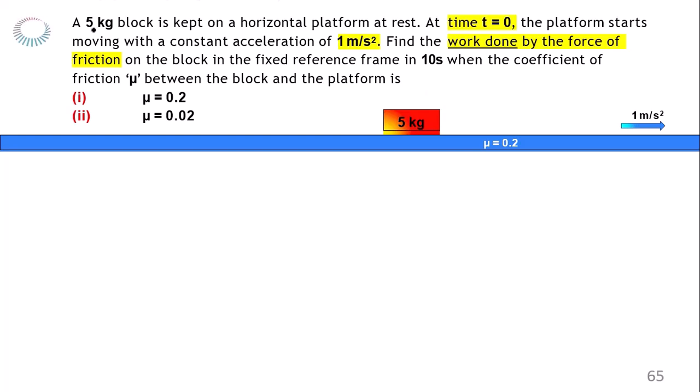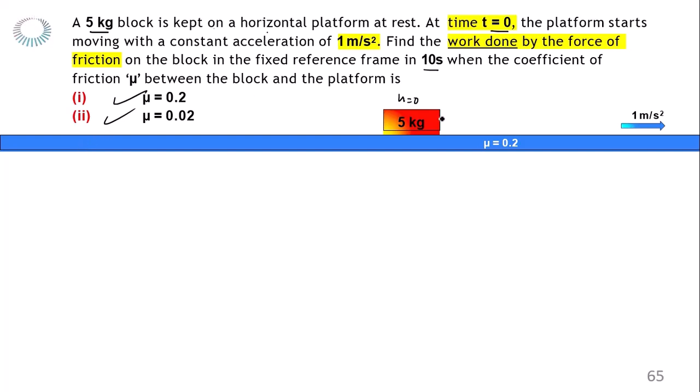Let us see this situation. A 5 kg block is kept on a horizontal platform at rest. So initially it is at rest, t is equal to 0. At time t equals to 0, the platform starts to move with a constant acceleration of 1 meter per second square. Find the work done by the force of friction on the block in the fixed reference frame in 10 seconds, when the coefficient is either 0.2 or 0.3.